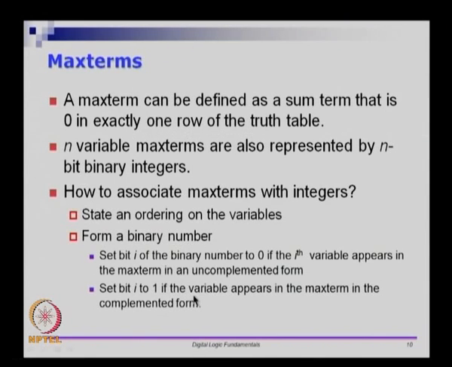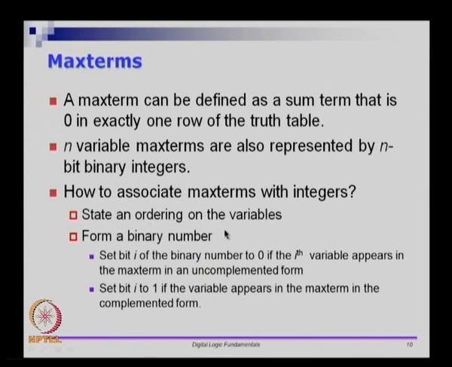Let us see the max terms. A max term can be defined as a sum term that is 0 in exactly one row of the truth table. So, if I give you a truth table, I go and look at the output column, wherever there is a 0, the corresponding term is what I am going to look at. So, the n variable max terms are represented by binary numbers, as I showed earlier for min terms, and the way we get the max terms is slightly different from the way we get the min terms.